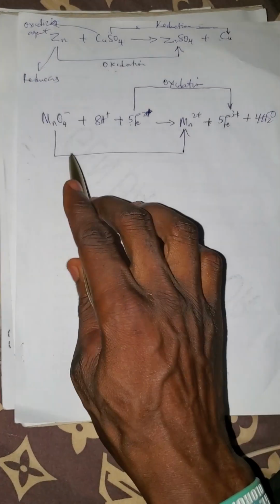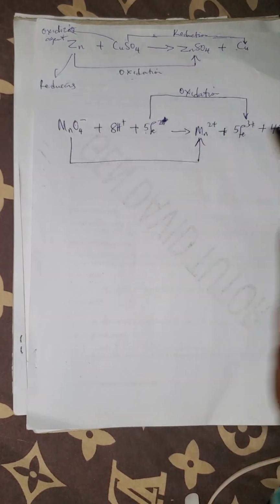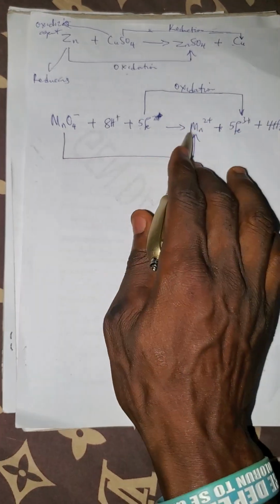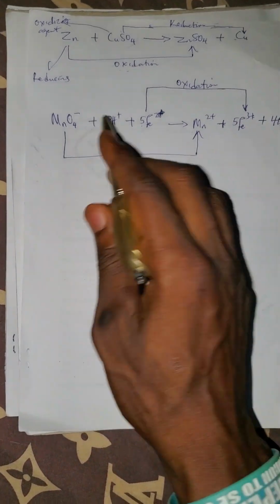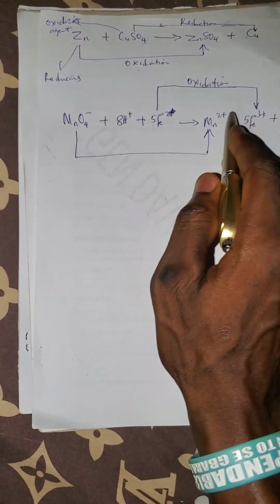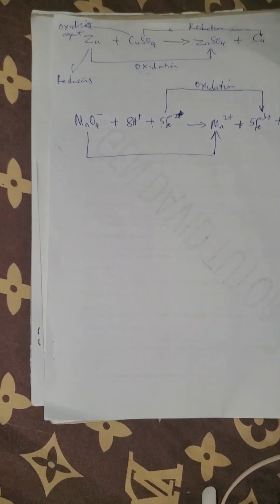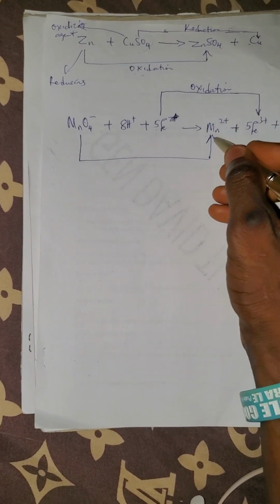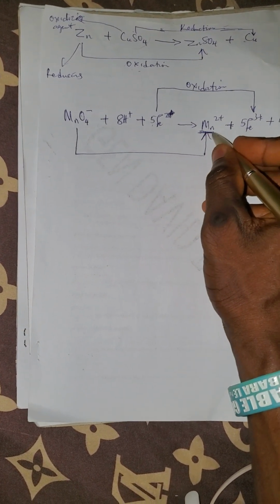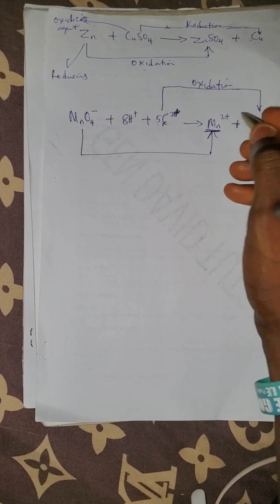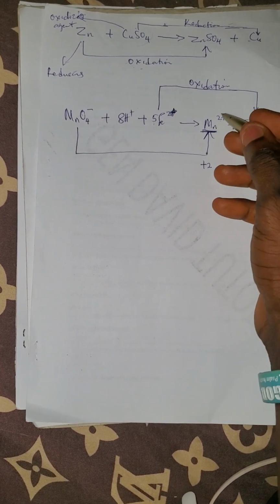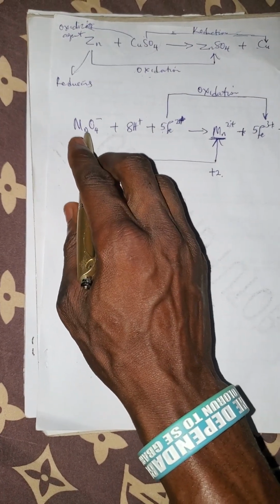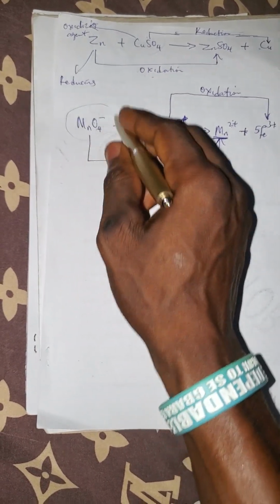But if you check here very well, if I tell some people that this is a decrease in oxidation state, some people will say here we have -1, but here we have +2. No, that's not it. What you have here is the oxidation state of manganese, so the oxidation state of manganese here is +2. So you are going to check the oxidation state of manganese in this whole equation.